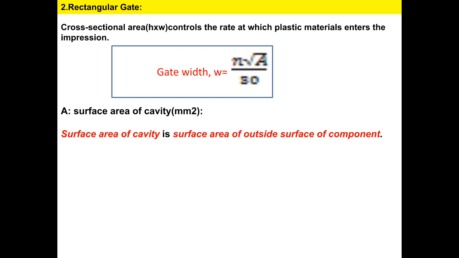So this is about the feed system commonly used in the injection molding process. First one, sprue, is an important one, then runner design is important, and then gate design is important. Thank you.